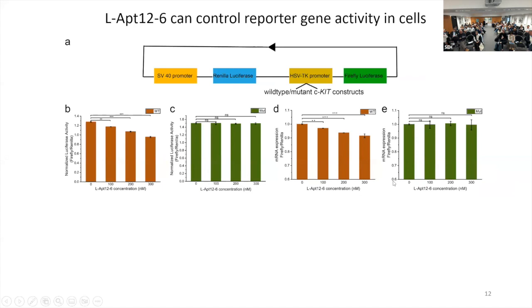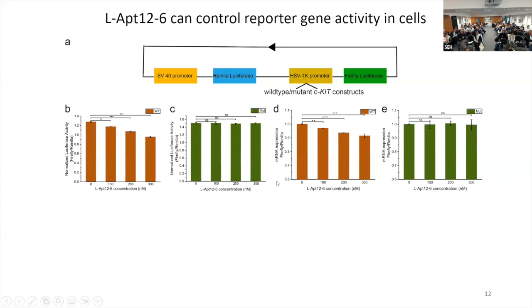So next we study in-cell applications. The first one is the reporter gene assay. Here I use a psiCHECK-2 plasmid and insert the wild type and the mutant construct into the HSV2 promoter. This promoter regulates the firefly luciferase. So I transfected the plasmid together with the L aptamer 12.6 into cells, and we can see with increased concentration of L aptamer 12.6, the luciferase activity of firefly gets decreased, but the mutant didn't change.